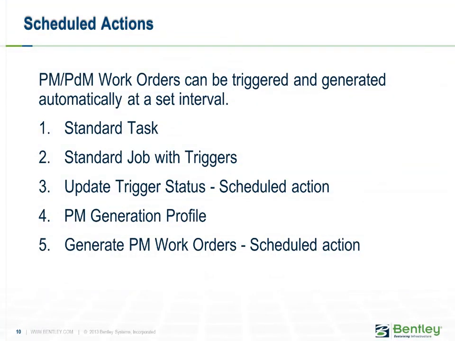Recall that we need 5 things in APM for automatic generation to happen. We need the standard task, the standard job with set triggers, the scheduled action to update the trigger status, the PM generation profile, and the scheduled action to generate PM work orders. Now that we have our PM profile set up and our standard tasks and standard jobs are built, we still need to establish our scheduled actions to complete the loop.